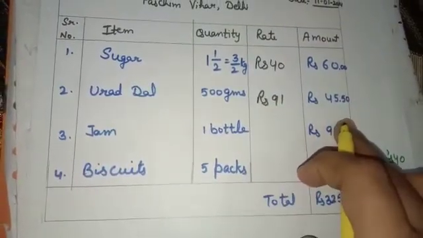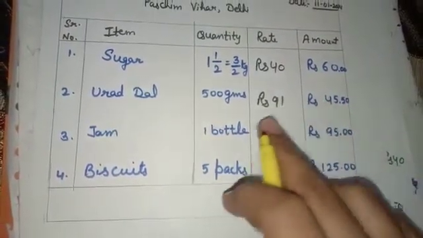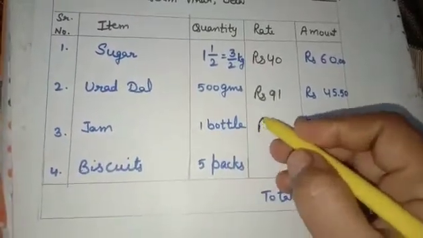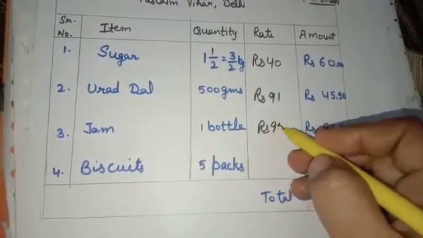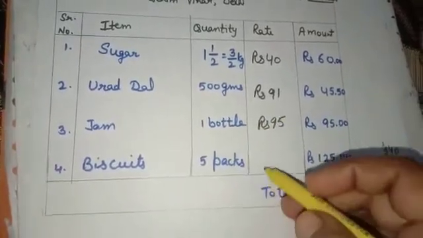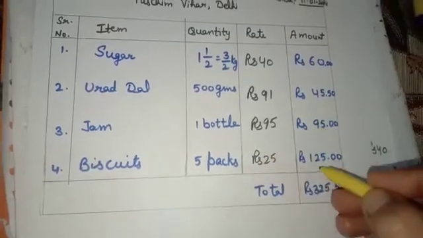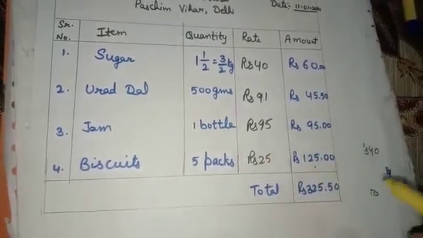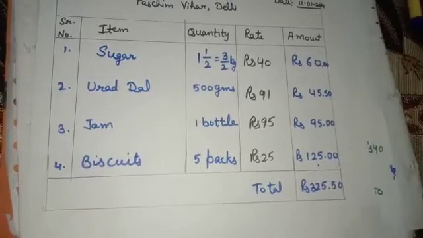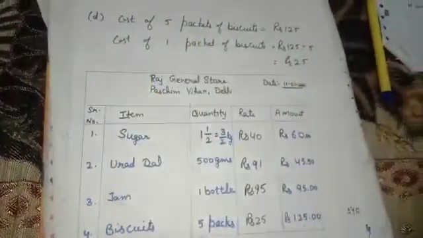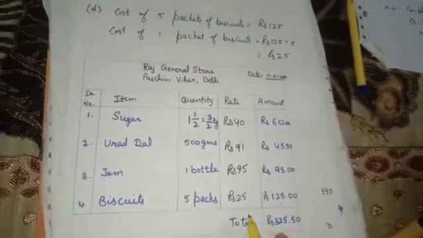Okay, so the amount we will get is 45.50. Jam 1 bottle, the cost will be same as amount rupees 95, and biscuits 5 packs at the rate of rupees 25, it is rupees 125, and the total bill amount is rupees 325.50. Okay, this completes our bill as we have prepared.